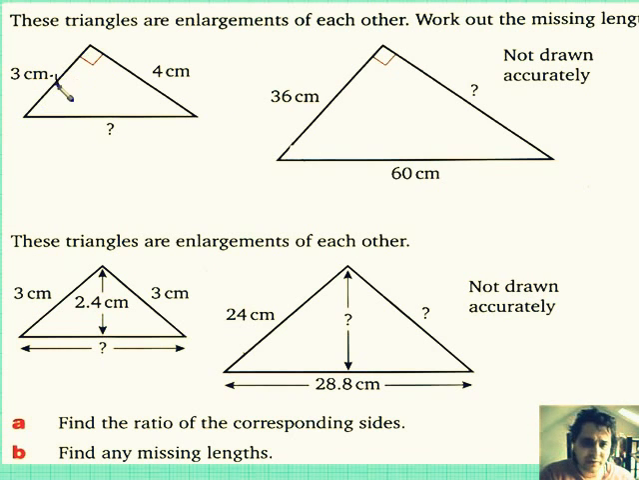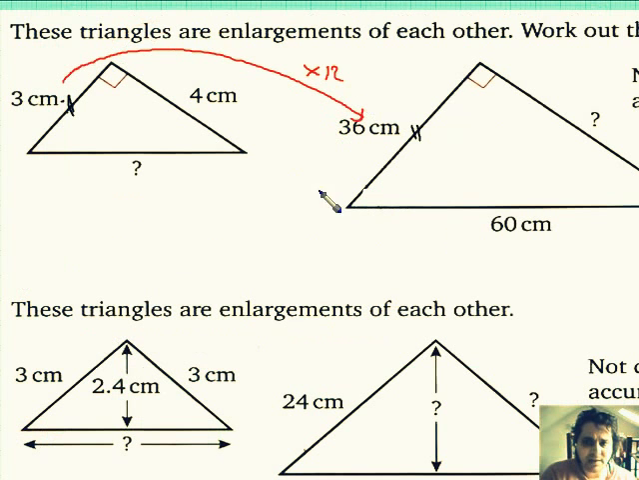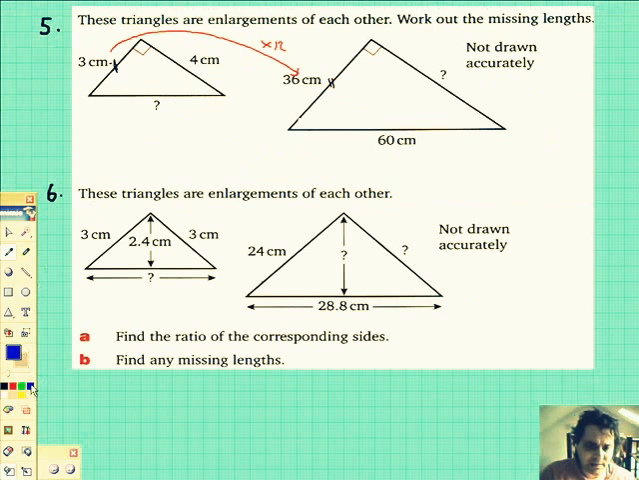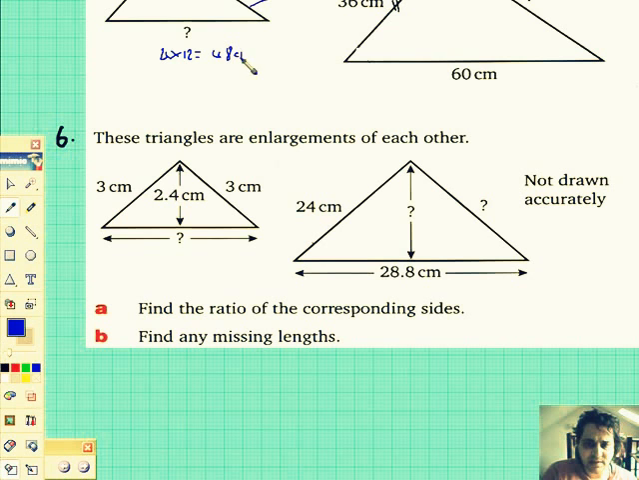I've got 3 corresponding to the 36. I can see that the enlargement is times 12. So from there to there, I just multiply by 12. So how do I get from 4 to this one over here? Let's just change colour. From there to there, I'm still going to times by 12. So 4 times 12 is going to be 48 centimetres.